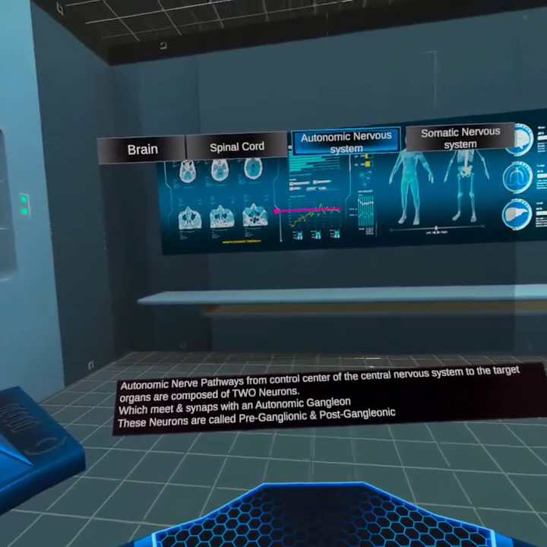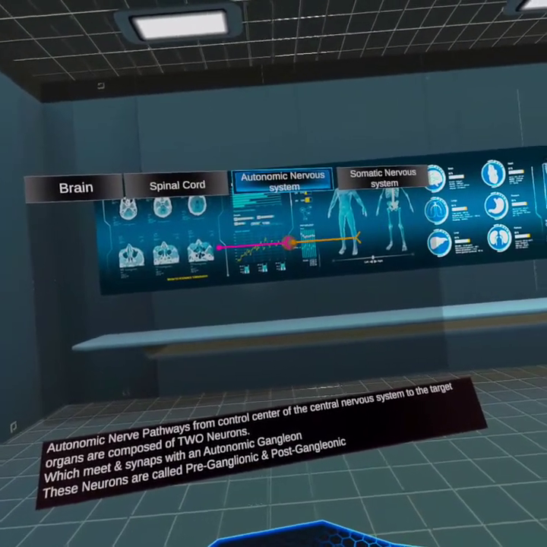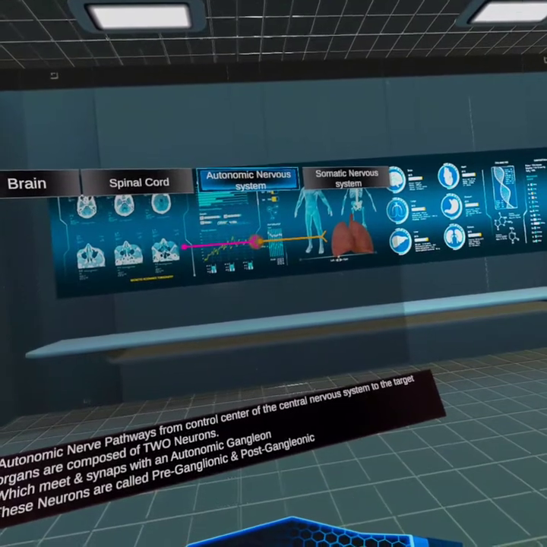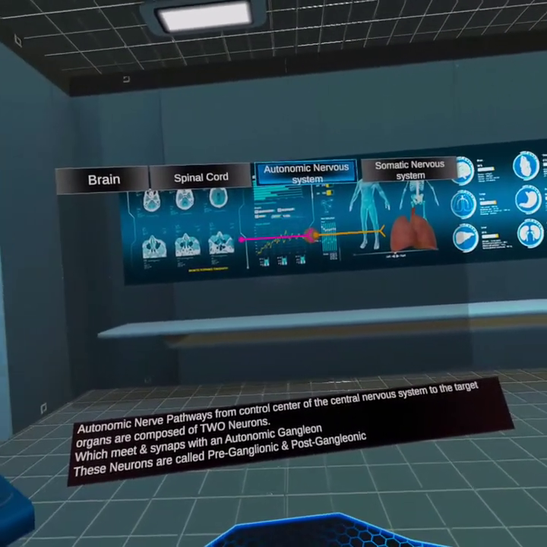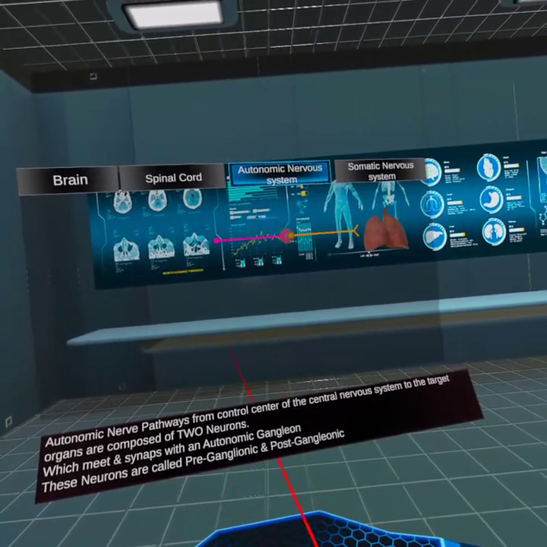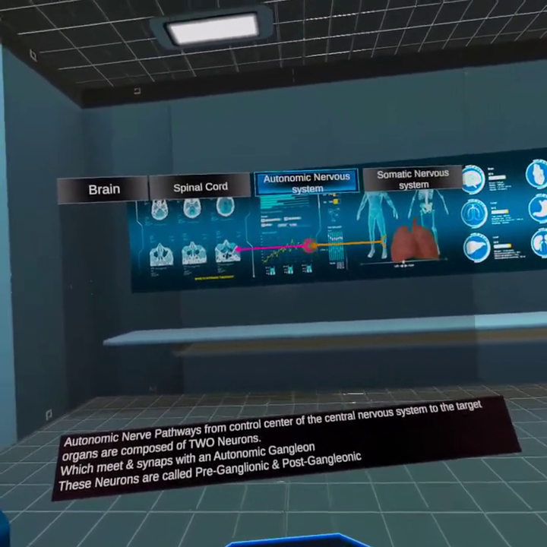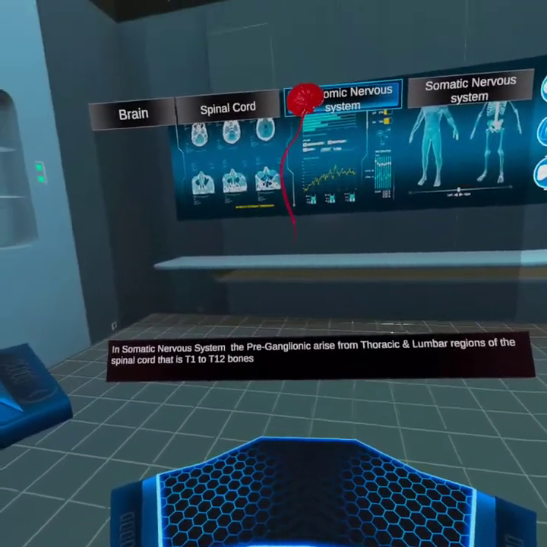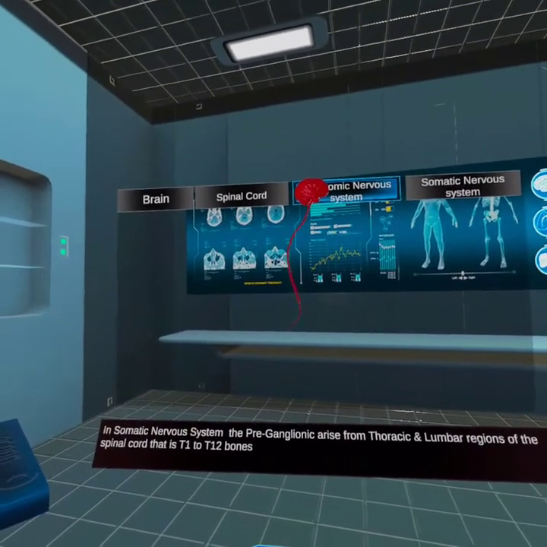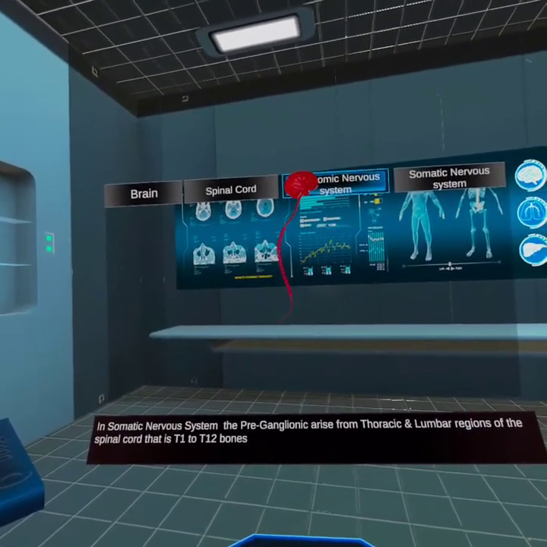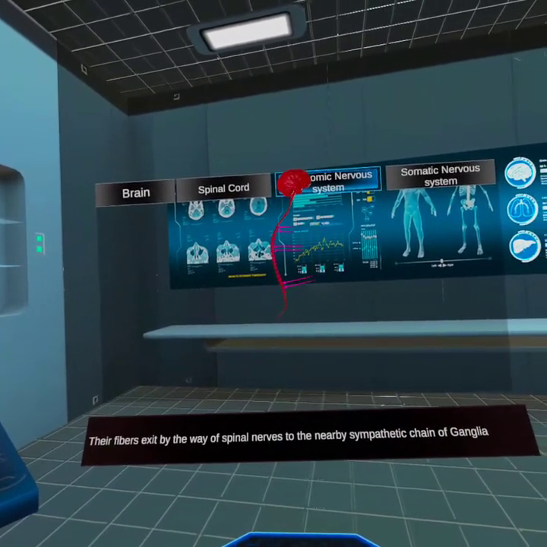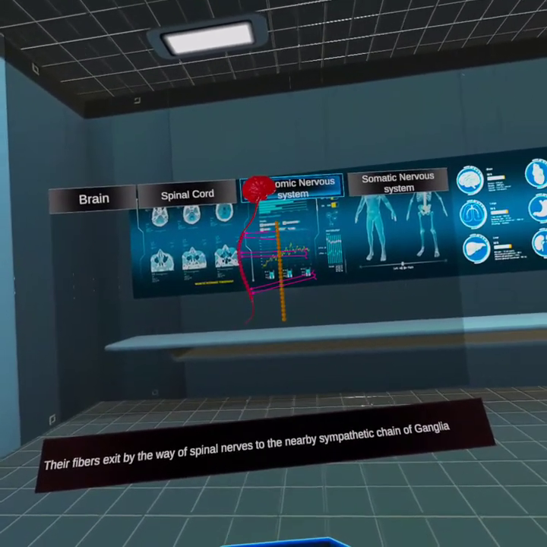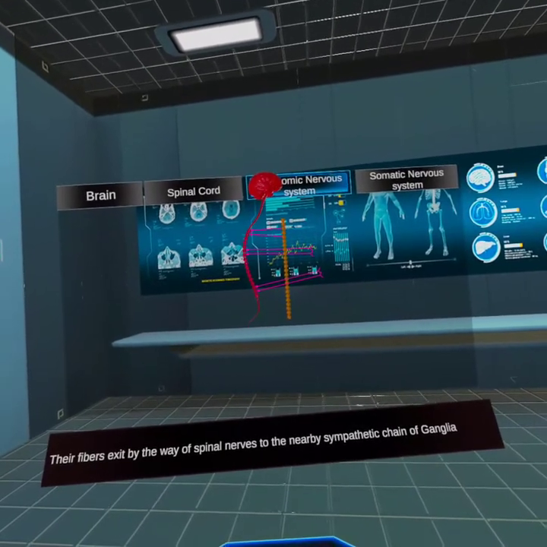Let's look at the nerve pathway. Autonomic nerve pathways from the control center of the central nervous system to the target organs are composed of 2 neurons, which meet and synapse with an autonomic ganglion. These neurons are called preganglionic and postganglionic. In the sympathetic nervous system, the preganglionic neurons arise from thoracic and lumbar regions of the spinal cord, that is T1 to T12. Their fibers exit by way of spinal nerves to the nearby sympathetic chain of ganglia.